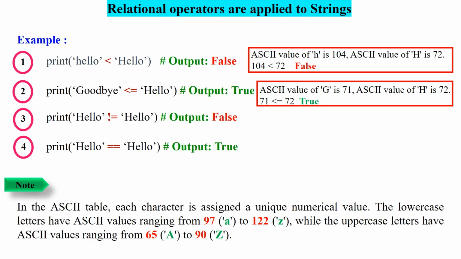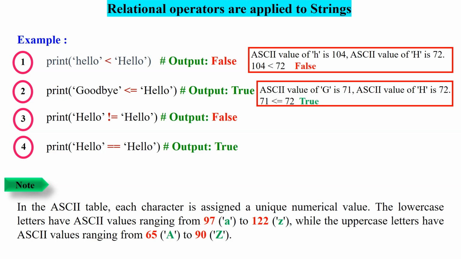In the second example, it compares two string literals, goodbye and hello, using the less than or equal to operator. When comparing strings in lexicographical order, Python compares the characters from left to right based on their ASCII values. In this case, the first character of goodbye is g, while the first character of hello is h. Since g has a lower ASCII value than h, goodbye is considered less than hello in lexicographical order. Therefore, the expression goodbye less than or equal to hello evaluates to true because goodbye comes before hello in lexicographical order.